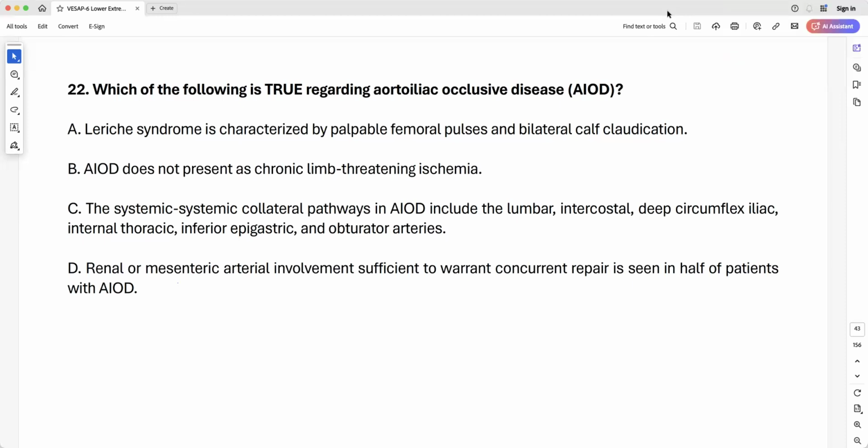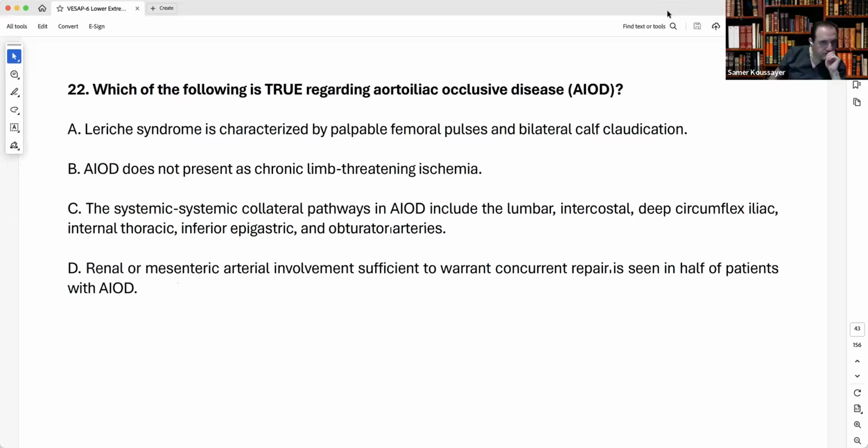The systemic collateral pathways in aortoiliac occlusive disease include lumbar, intercostal, deep circumflex iliac, internal thoracic, inferior epigastric, and obturator arteries. This one may be correct. Okay, let's go next one.